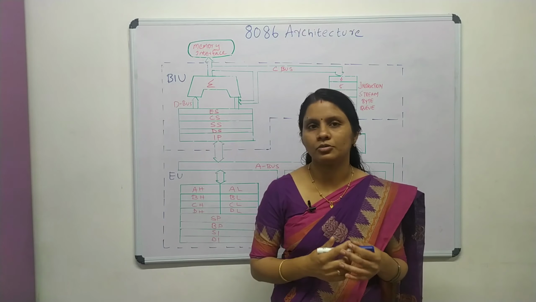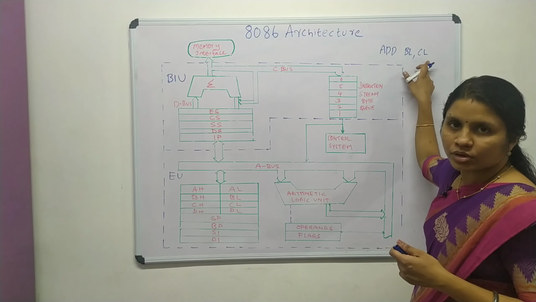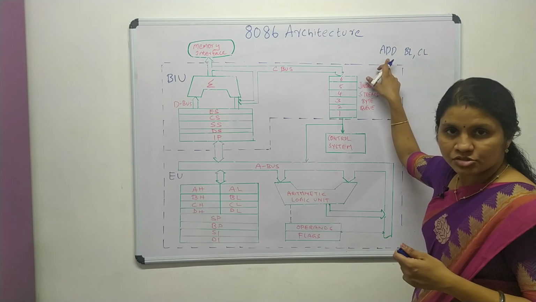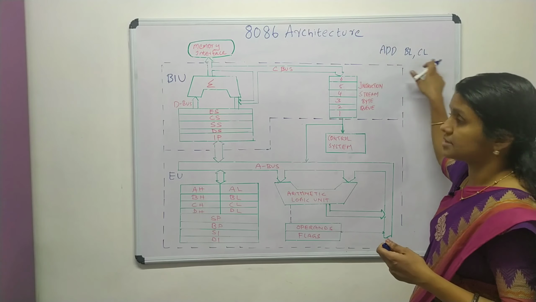Suppose you consider ADD BL, CL. BL and CL are two registers, and ADD is an instruction for adding. This is assembly language. We'll be discussing registers in the upcoming sessions. So this is for adding two registers, BL and CL, and this action is performed by the ALU, that is arithmetic logic unit.